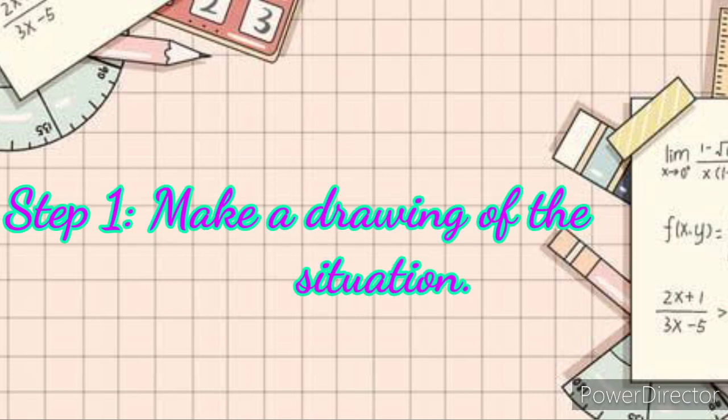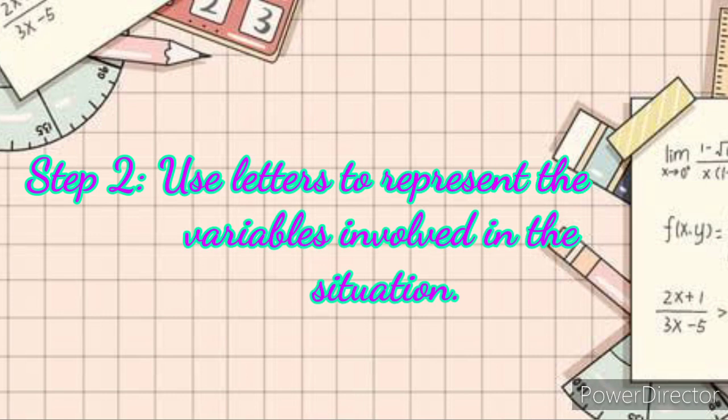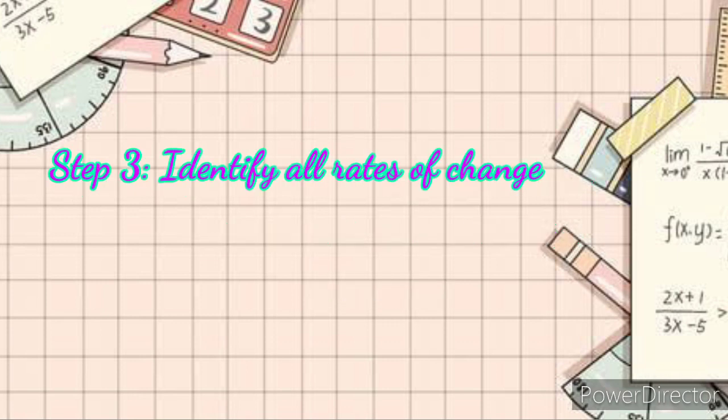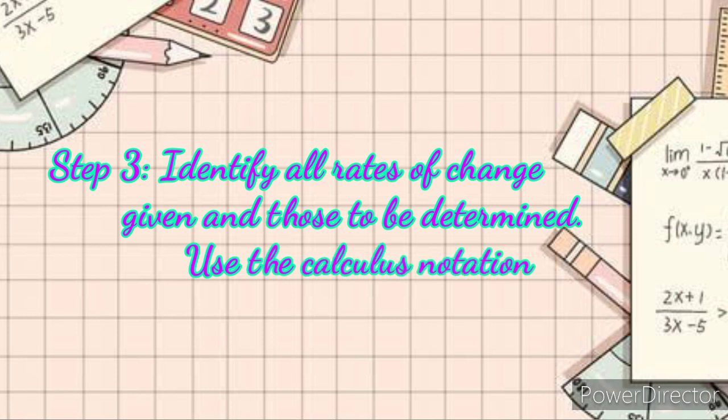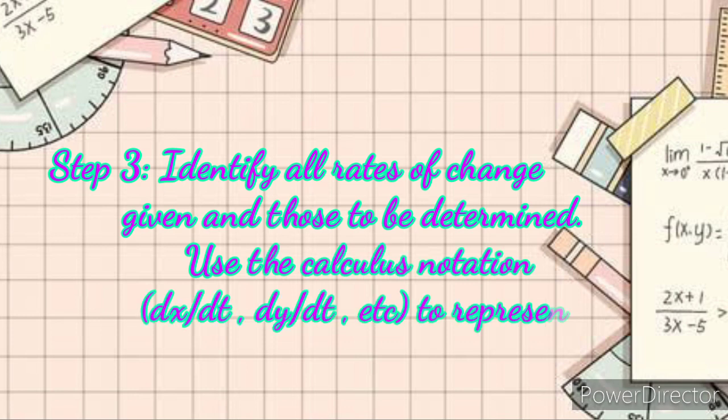First is to make a drawing of the situation. Second, use letters to represent the variables involved in the situation. Third, identify all the rates of change given and those to be determined. Use the calculus notation dx over dt or dy over dt to represent them. It depends on the variables that you used.